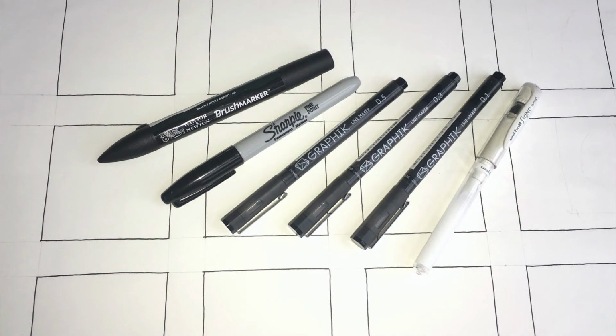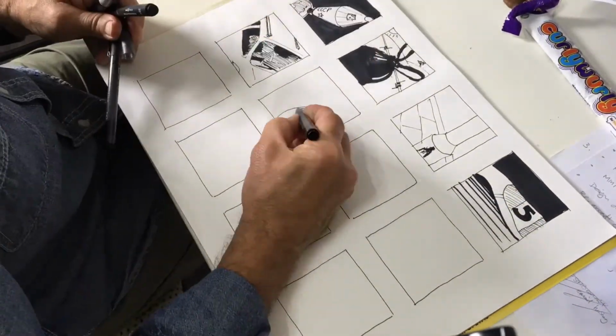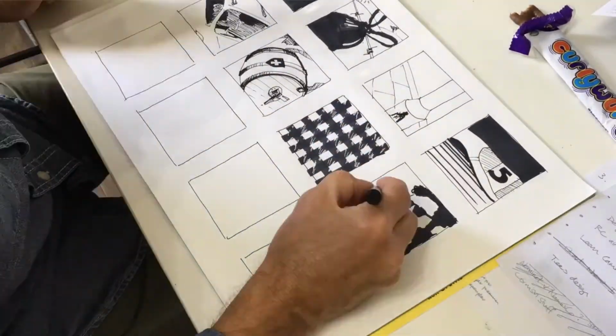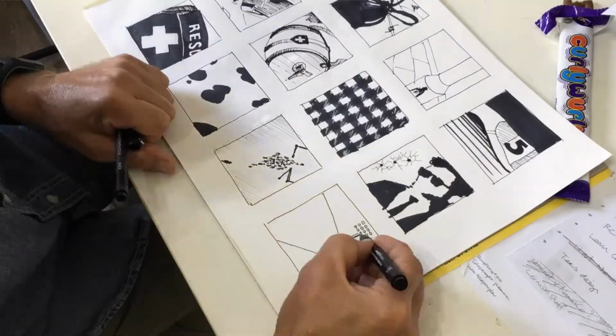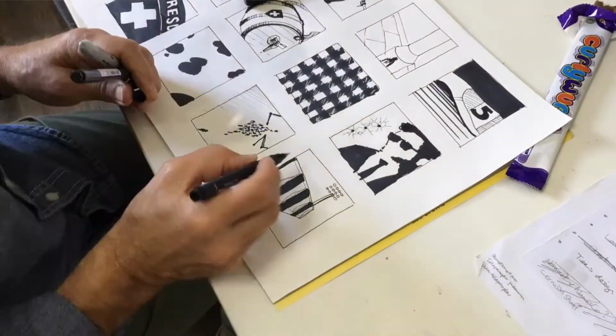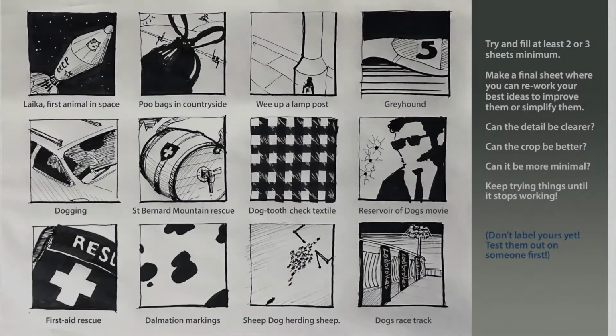Using different weights of black pen and markers, quickly work to fill the boxes with ideas, but don't get obsessive about trying to stick perfectly inside the box. Think tidy but expressive. You should aim to fill 2 or 3 design sheets, plus a final sheet to rework your best ideas and make them even better. Your sheet should look something like this.